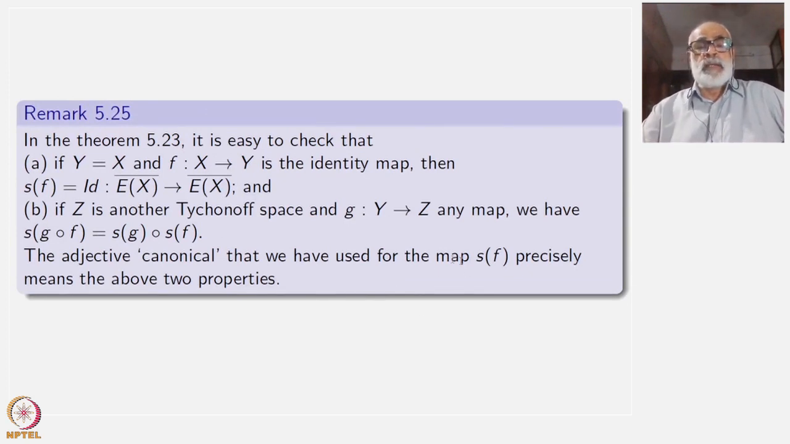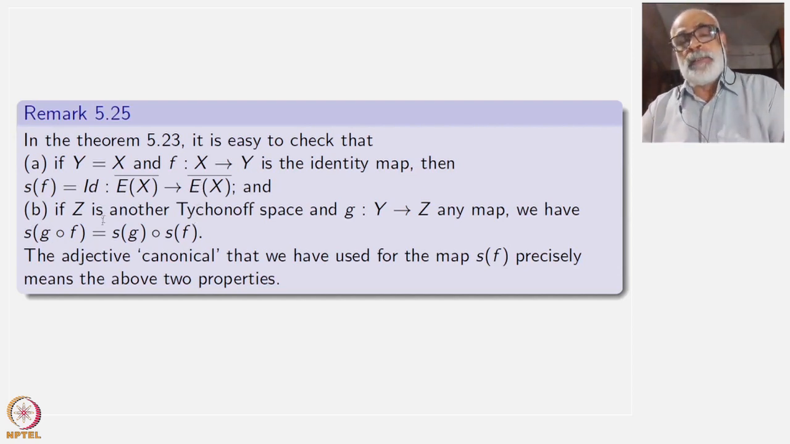So I make a remark here. In Theorem 5.23, it is easy to check that if Y is X itself and f from X to Y is the identity map, then this Sf is nothing but the identity map of X bar to X bar.